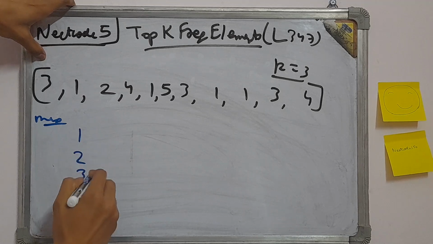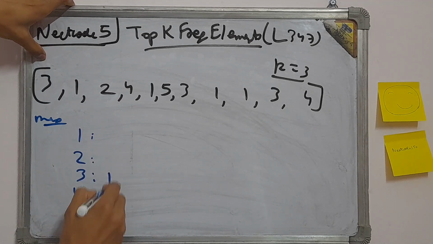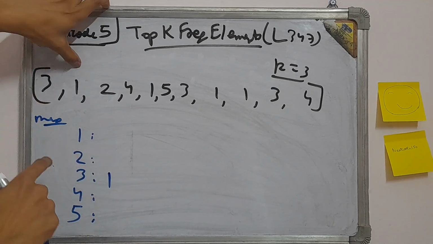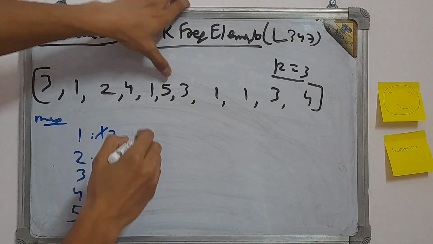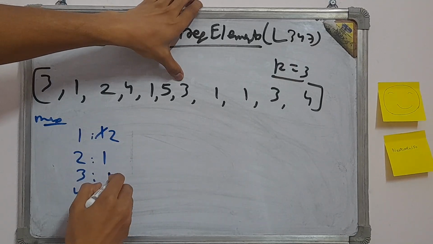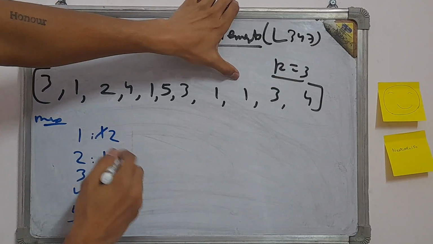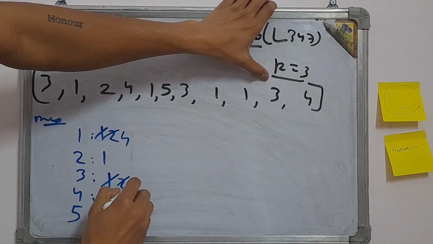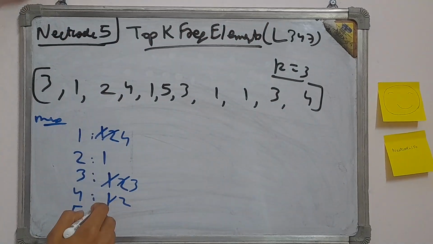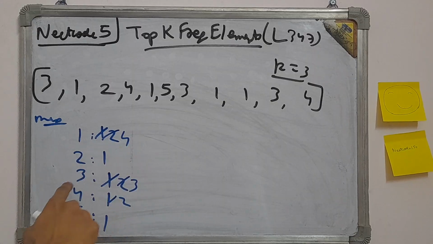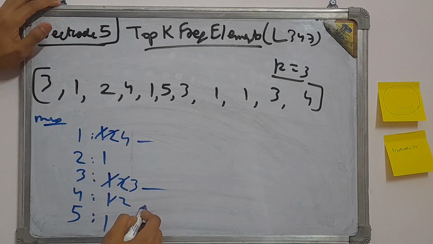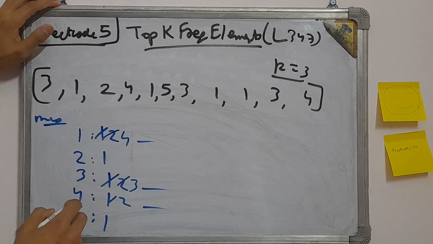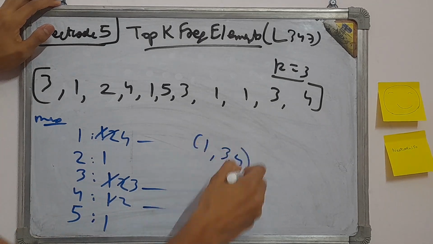So when we go to 3, we mark it as one frequency. It has occurred once. Then 1, 2, 4, 1 again, so it becomes 2, 5, then 3, so it increases to 2, 1, 1, 2 times, so 4, 3, and then 4. So we can see that 1 is 4 times, 2 is 1 time, 3 is 3 times, 4 is 2 times, and 5 is 1 time. Now we need 3 elements out of these which are the highest frequent. So that will be 4, 3 and 2. 1, 3 and 4. Okay, so the answer will be 1, 3 and 4.